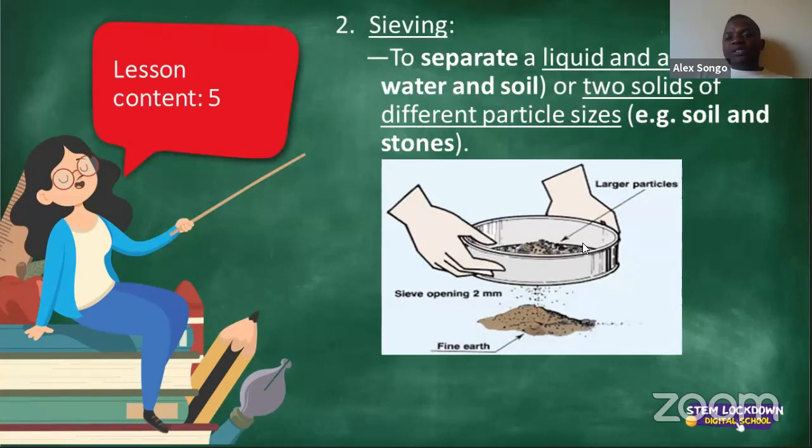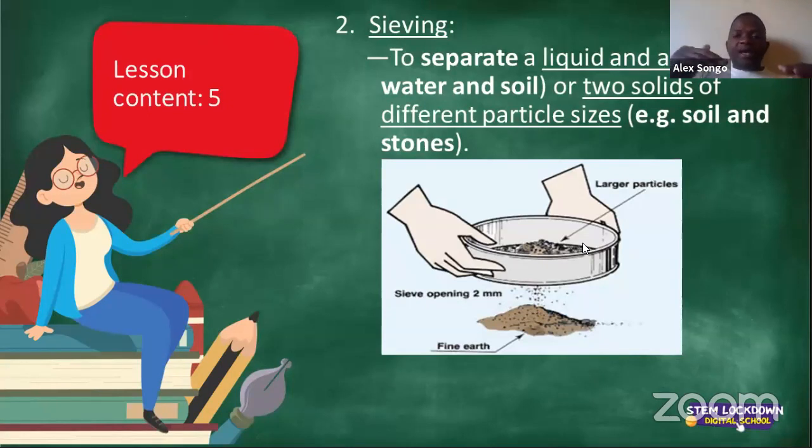All right, so we go to sieving. So what is sieving? The word itself, in terms of how it's understood in English, actually explains itself to some extent. So sieving, you are separating a liquid from a solid, right? So you're separating a liquid from a solid. So for an example, the liquid would be water, the solid would be soil. Or you are separating two solids of different particles. So let's go back there. So sieving is when you separate or sieve out, ladies and gentlemen, the liquid from the solid.